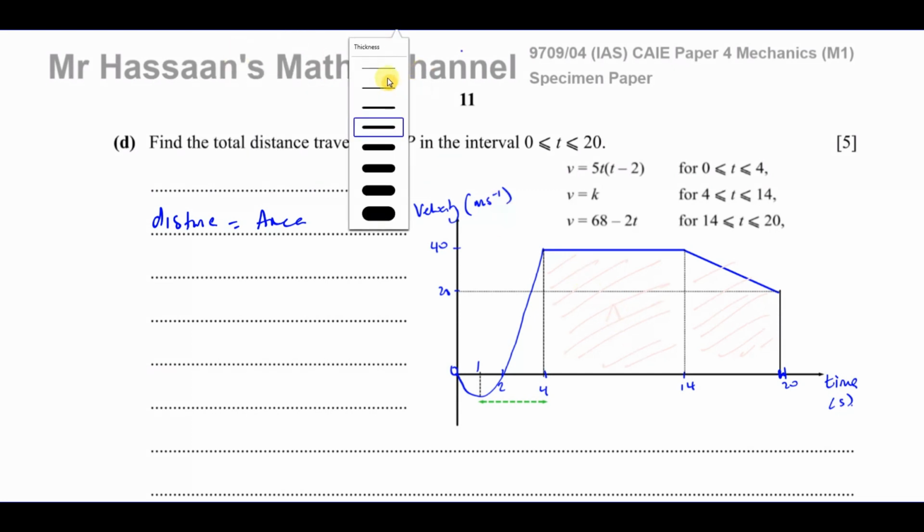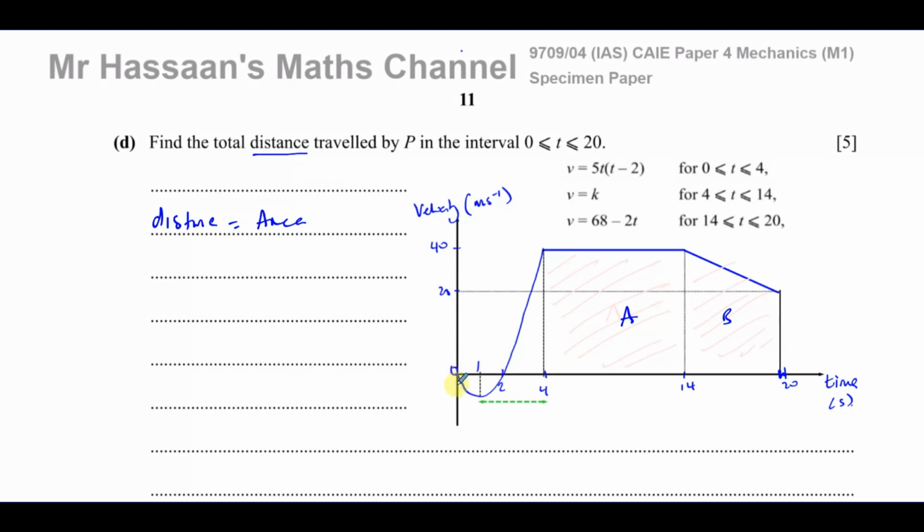Let me call this the area of A and the area of B. Now for the curve part, we've got to use integration to find the area under the curve. But you've got to be careful here, because it says find the total distance traveled, it doesn't say the displacement. If it said displacement, I could integrate from 0 to 4, and it will tell me the displacement from the origin, from where it started.